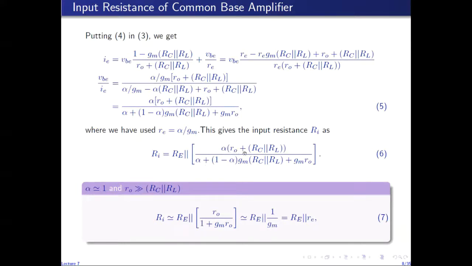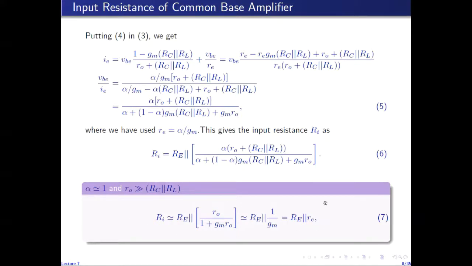So the numerator is r0 because r0 is much, much greater than this factor. So the numerator can be approximated with r0. The denominator becomes 1 plus gm r0. Since r0 is large, gm r0 is much greater than 1. So you can assume the denominator to be approximately gm r0. r0 gets cancelled and you're left with 1 over gm. And since alpha is taken to be 1, 1 over gm is small re, according to this definition.